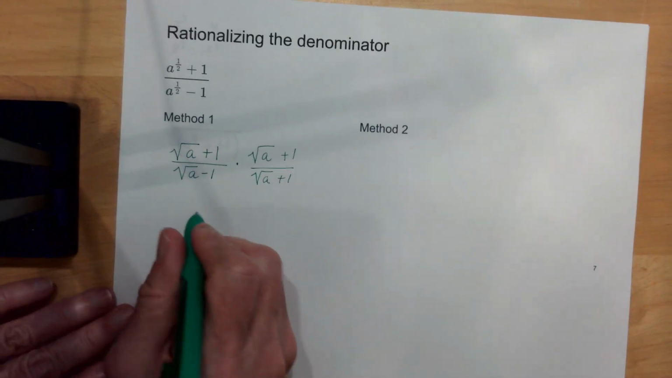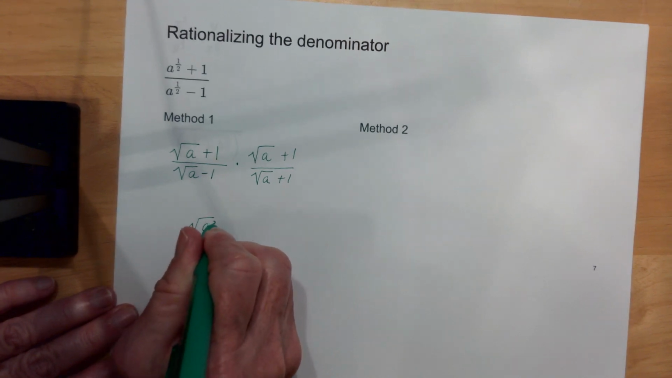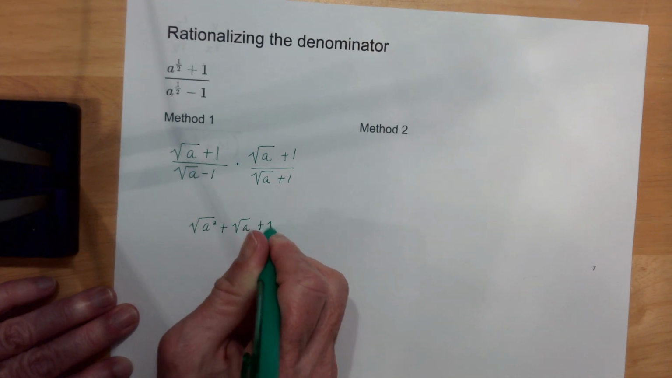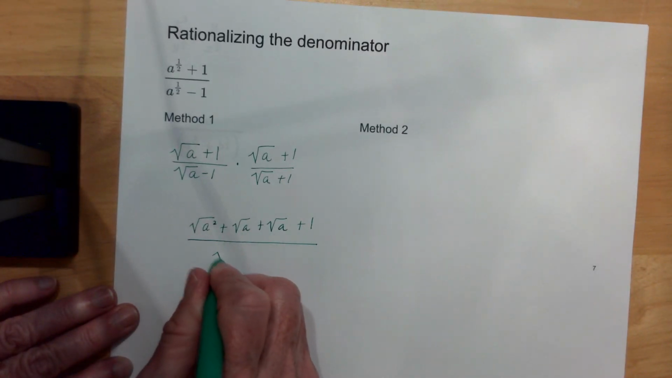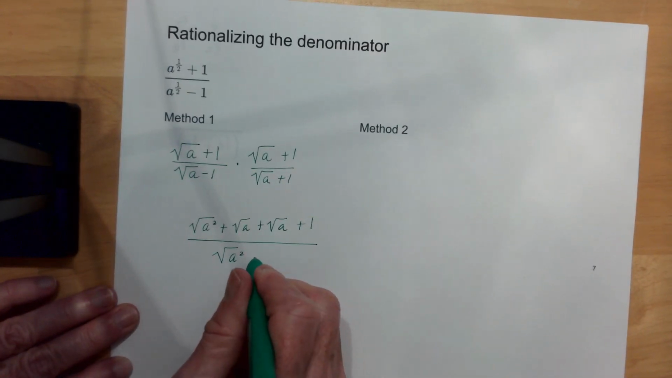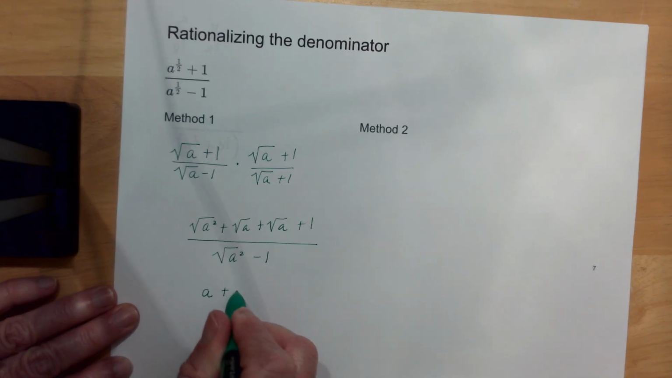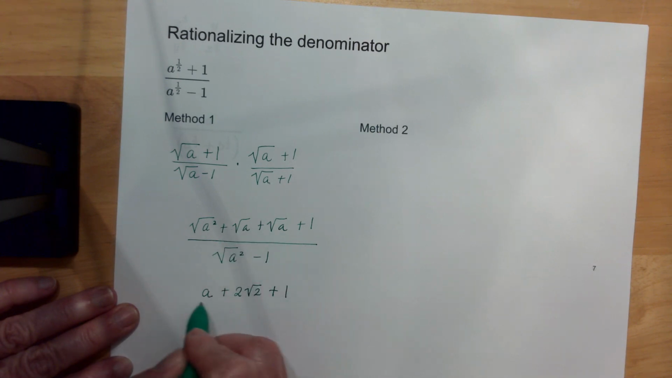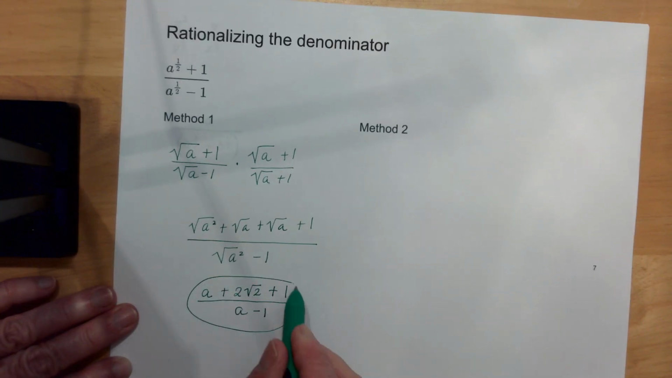conjugate of that, which is going to give me on the top, I've got to do FOIL, so it's going to give me the square root of a squared. Outside is going to give me the square root of a. Inside is going to give me the square root of a. And last is going to give me 1. On the bottom, I would just do first and last, so square root of a squared minus 1, which is over here, I'm going to have an a plus a 2 on the square root of a, because those get combined together, plus 1. And on the bottom, I'm going to have an a minus 1. So you can see that the square root is gone off the bottom.